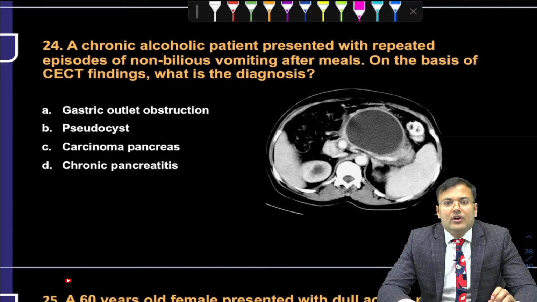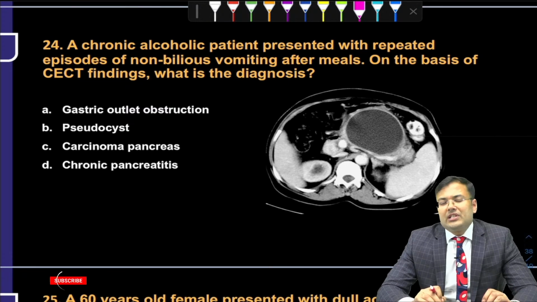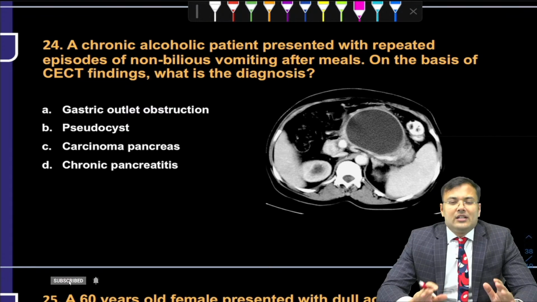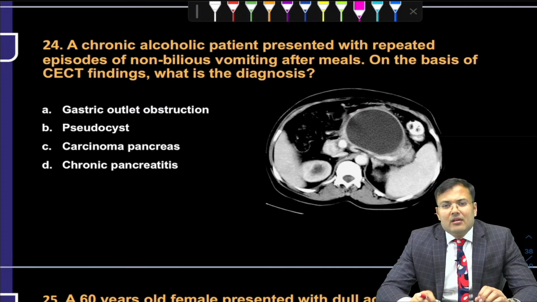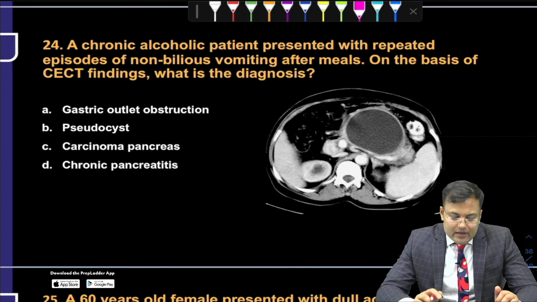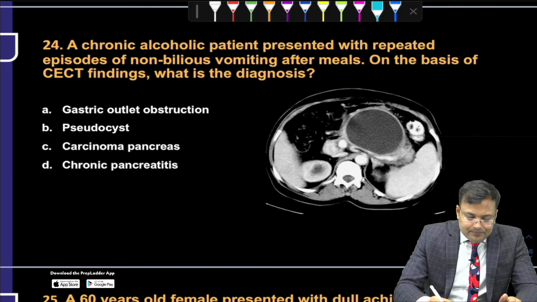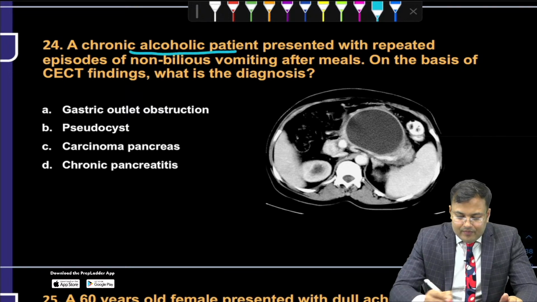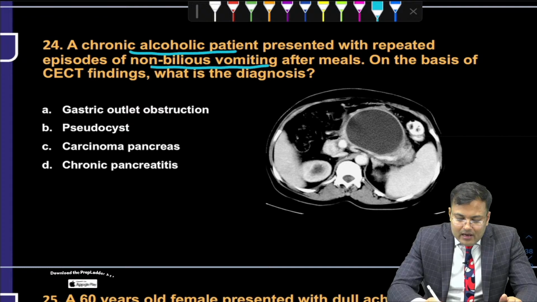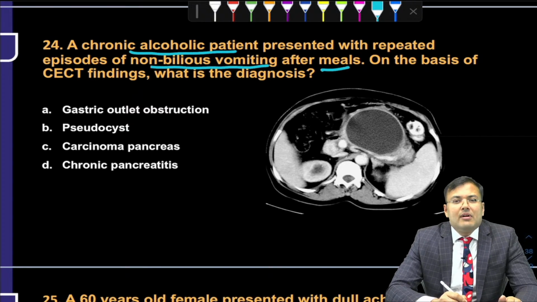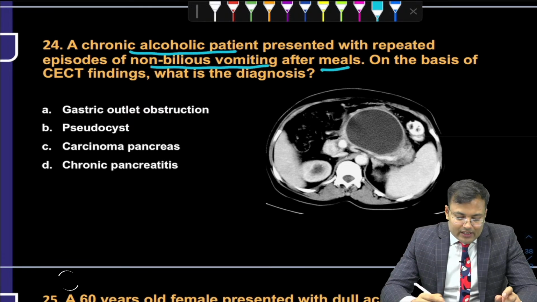Question number 24. Again, this kind of question is asked in radiology and surgery. Sometimes an integrated question is asked based on this particular topic. A chronic alcoholic patient presented with repeated episodes of non-bilious vomiting after meals. What kind of vomiting? Non-bilious. On the basis of CECT, what is the diagnosis?